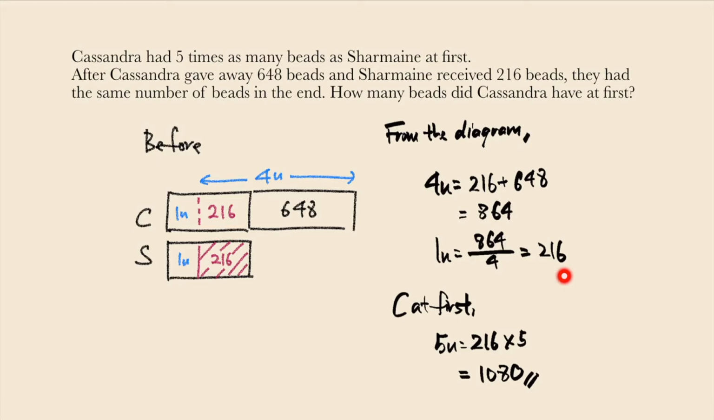How many did Cassandra have at first? We can simply find 5 units worth. Or simply 1U plus these 2 numbers will obtain 1080.